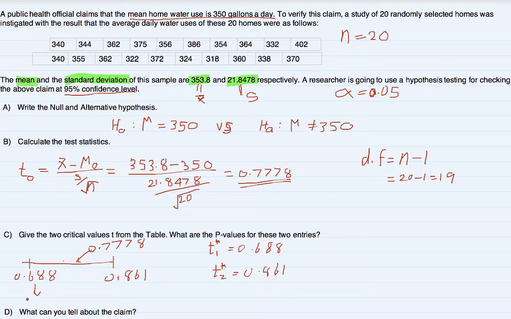Now find the p-values. According to our table, this p-value is 0.5 and this p-value is 0.4. The p-value of the test statistic should be greater than 0.4 and less than 0.5.